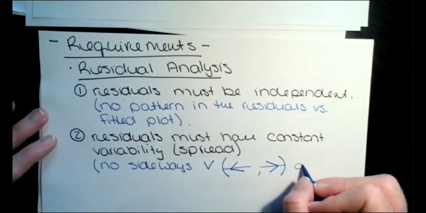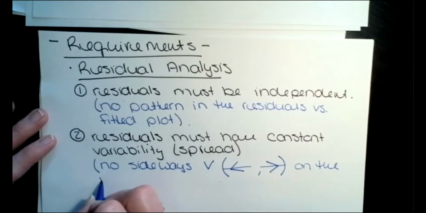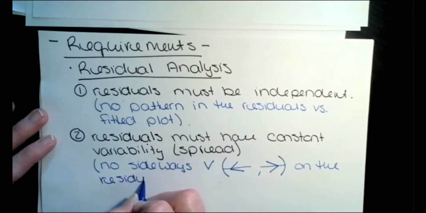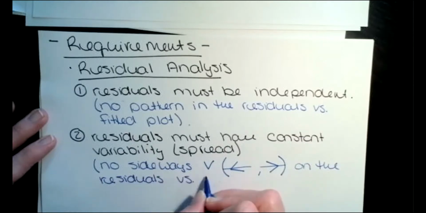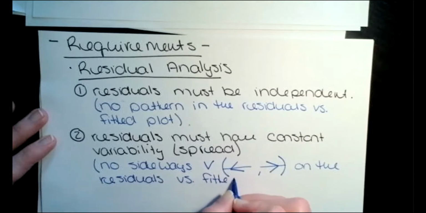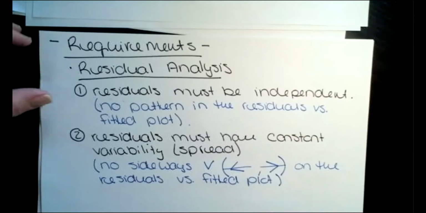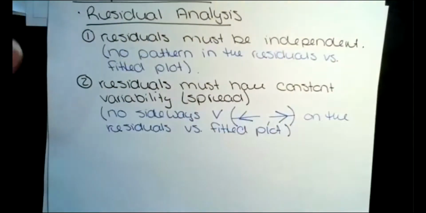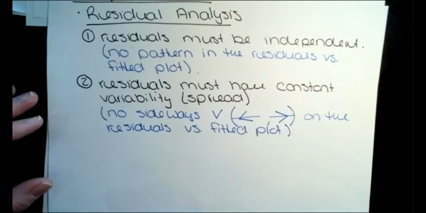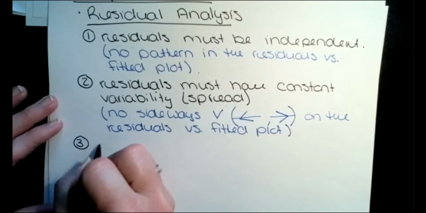And this is, again, on the residuals versus fitted plot, which Minitab will give to us. I just have to ask for it. So we're going to go over how to ask for that today. Okay. And then the third one, no outliers.